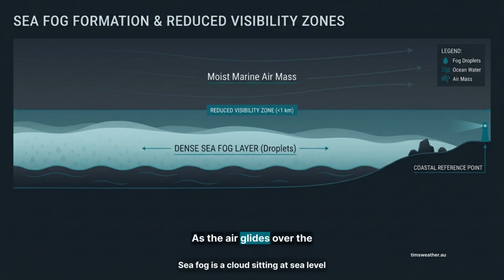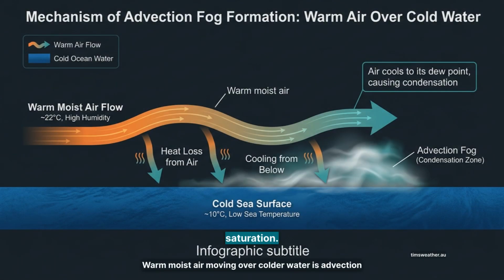As the air glides over the cold sea surface, the lowest layer of air is chilled from below. Cooler air cannot hold as much invisible water vapor as warmer air, so the air gets closer and closer to saturation. When it reaches the dew point temperature, the excess water vapor begins to change into liquid water. It does not usually condense in empty air.